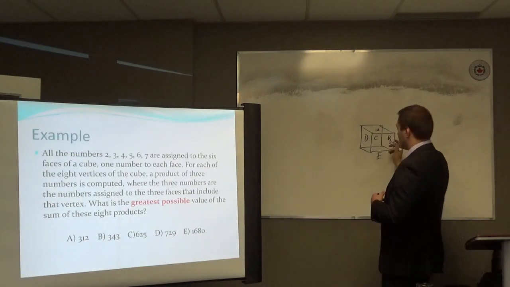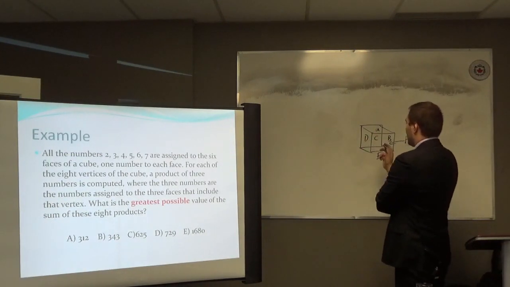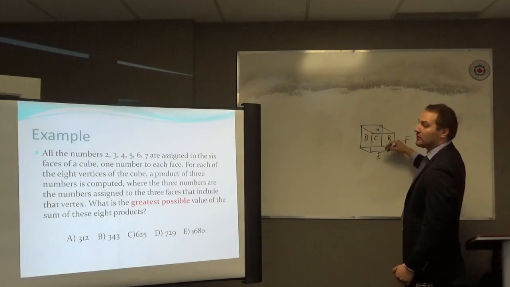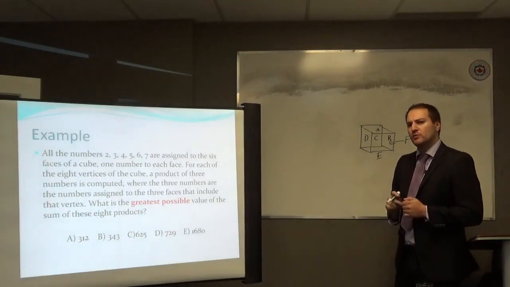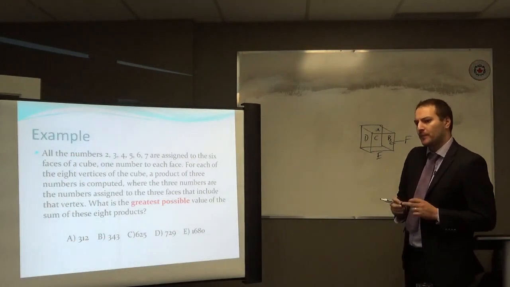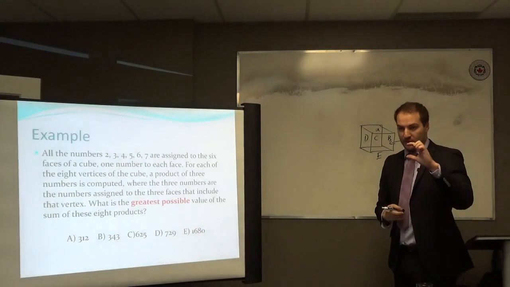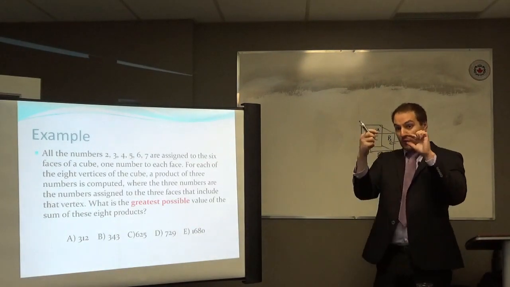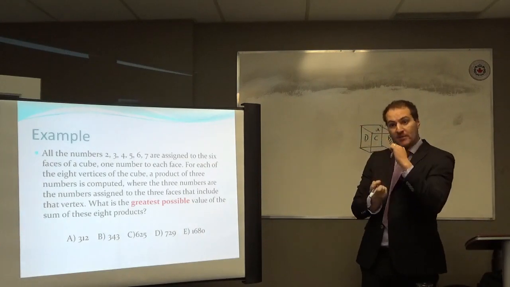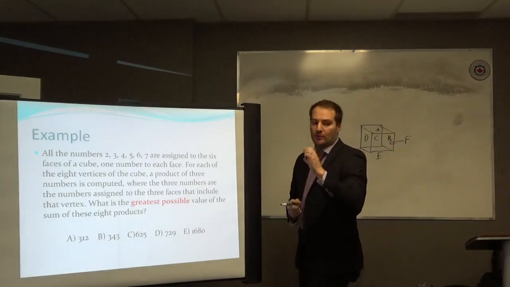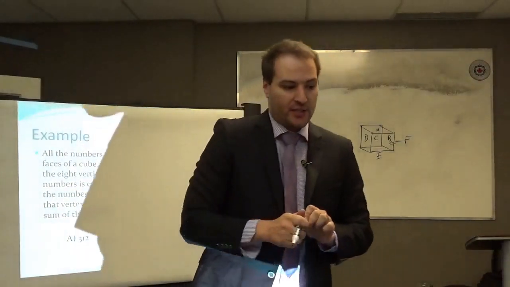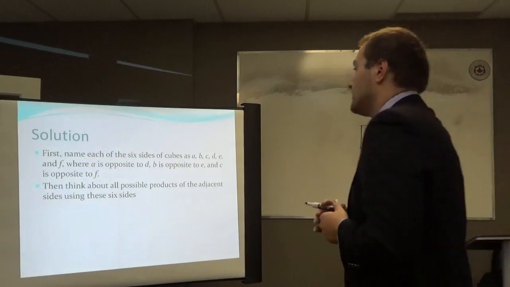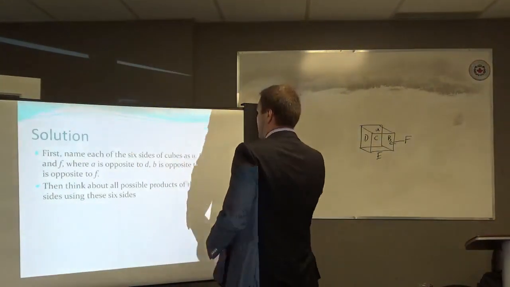But the question is, we actually have to take into account that we aren't actually going to multiply all of them together. Which ones will never get multiplied together? In a cube, it will be the top and the bottom, correct? Because if we're going from the corners, the top and the bottom won't be multiplied together. So what we'll have to do is make sure that the top and the bottom are on different products. So what we'll do first is we'll name each of the sides of the cube.